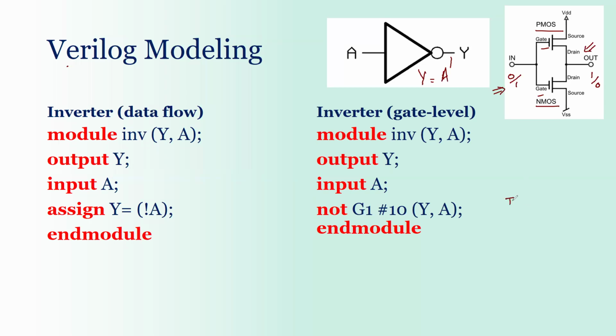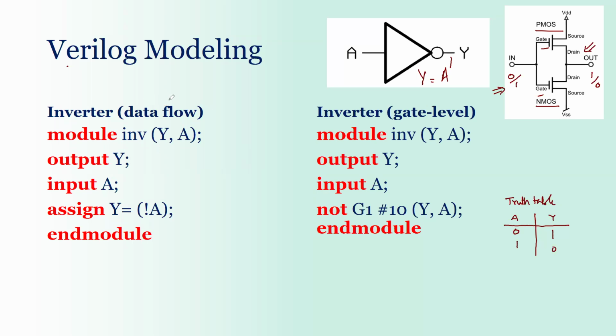The truth table, we know, has input A and output Y. There are two possible combinations for the input, and accordingly you will have the complementary output. For 0 input, logic high. For logic high input, logic 0 output. How to write the code? Here it is very simple. There are two types of modeling. One is data flow and one is gate level or structural level.